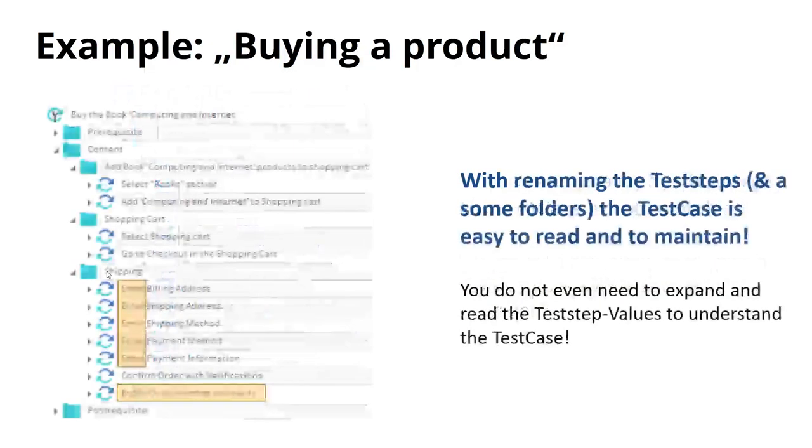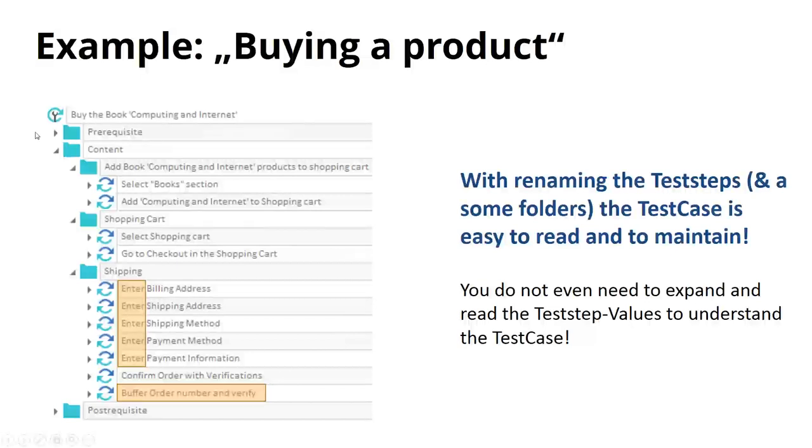So we cleaned that up, and even with some folders, I will talk about folders later on, each of those test steps has an explanation of what happens in this section. Select the book section, add computing and internet to shopping cart. And here you can see enter billing address, enter shipping address. So it's always the action that we're doing. And in this test step, we also write buffer, order number, and verify.